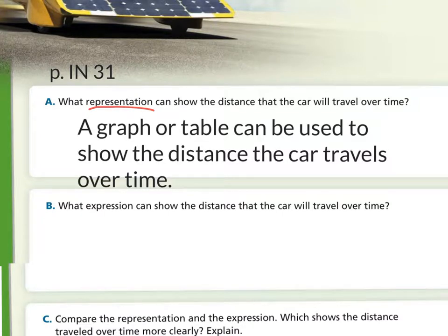So in order for us to visually see how far the car is going over time, using a graph or table is probably going to be a good way of doing that. Graph is probably going to be the number one answer there, as far as visually being able to see that.